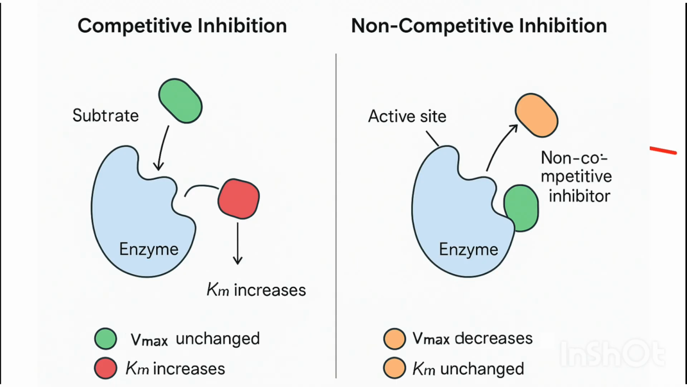During non-competitive inhibition, the Vmax decreases because the binding of the inhibitor at the allosteric site decreases the activity of the enzyme. So ultimately the Vmax is decreased and Km remains unchanged.